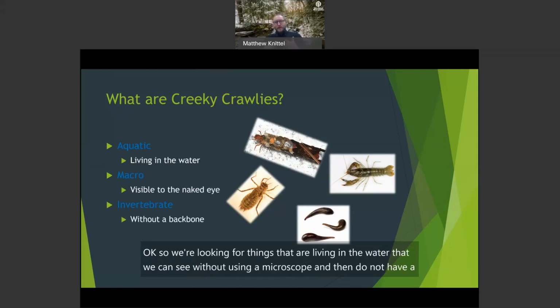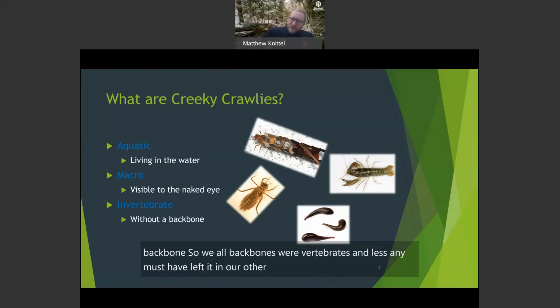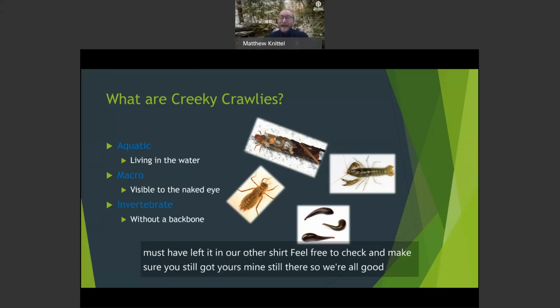We all have backbones, we're vertebrates, unless any of us have left it in our other shirt. Feel free to check, make sure you still got yours. Mine's still there, so we're all good there. So we're looking for things without a backbone though.